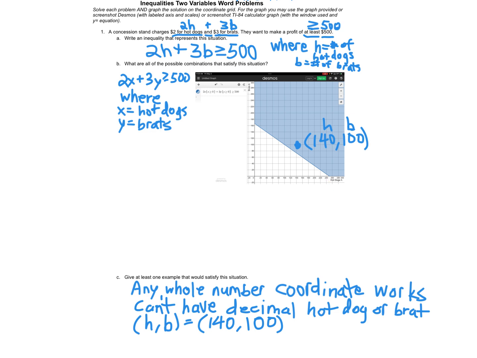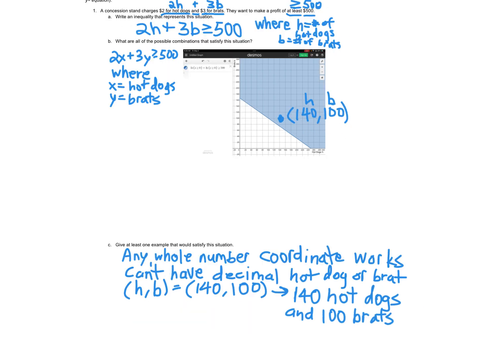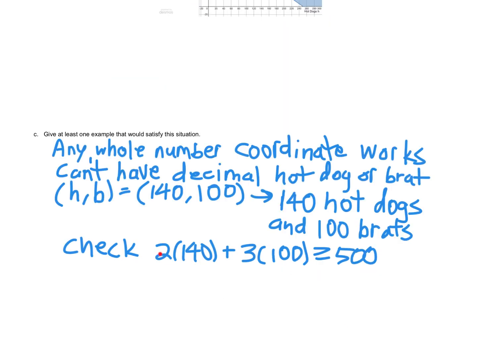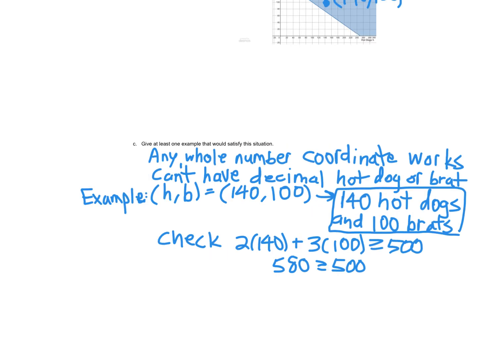140 is the x, the hot dog, so it'd be 140 hot dogs, 100 brats. Should make me get at least $500. If I wanted to, I could verify that by plugging that in. With 2 times 140 plus 3 times 100, supposed to be greater than or equal to 500. See on the left side we get 580, which is indeed greater than or equal to 500. So again, that's a possibility, one of many. So that's just one possible example.